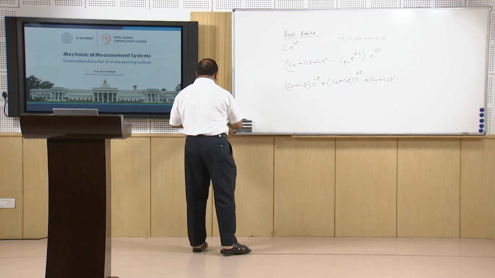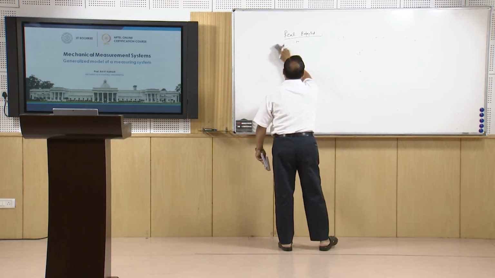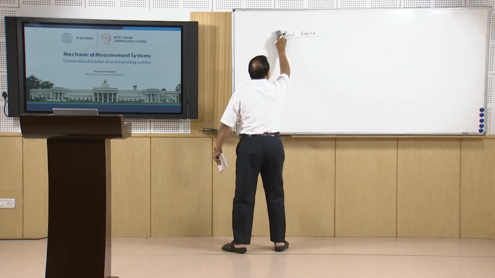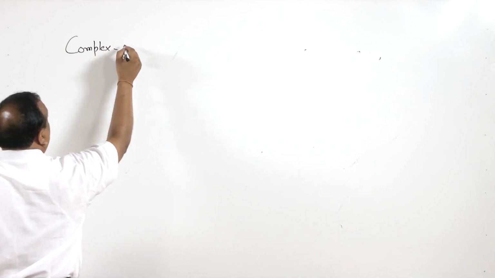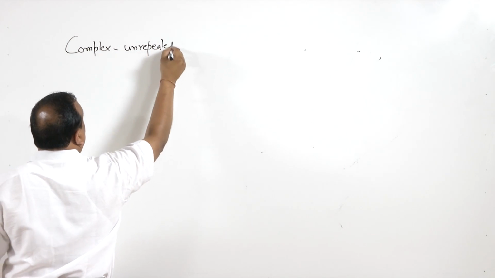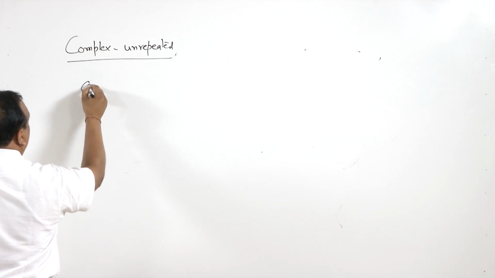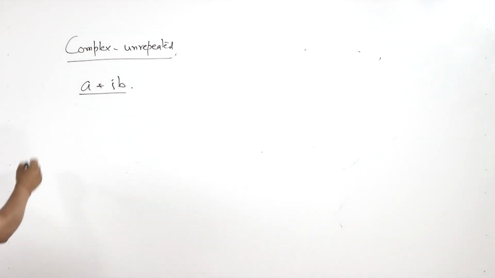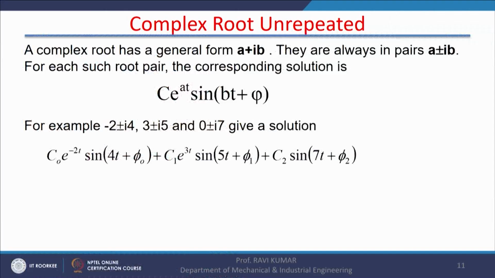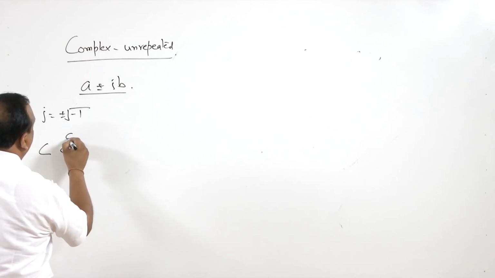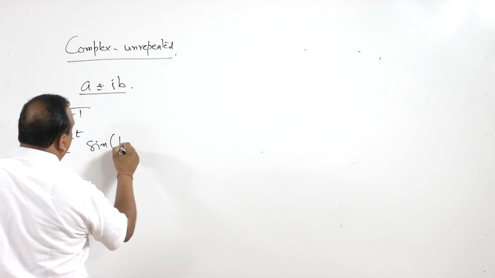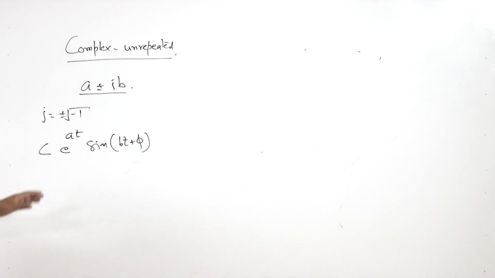Now, roots can be complex also. When the roots are complex and unrepeated, complex means a plus ib. This is complex, right? And i is equal to plus minus under root minus 1. So when the roots are complex and unrepeated, and they are in pairs, plus minus a plus ib, the solution is C e raised to power at sine bt plus phi. Phi is the phase angle, the change in phase.